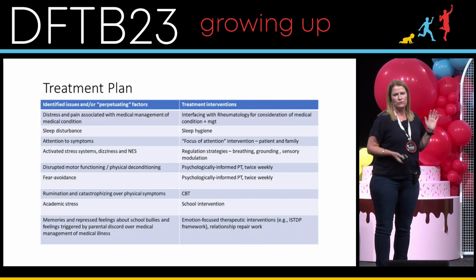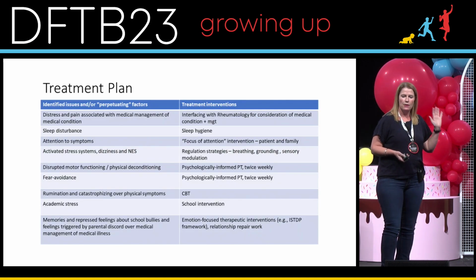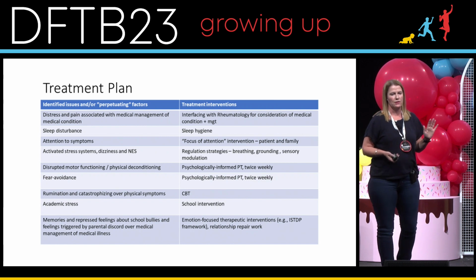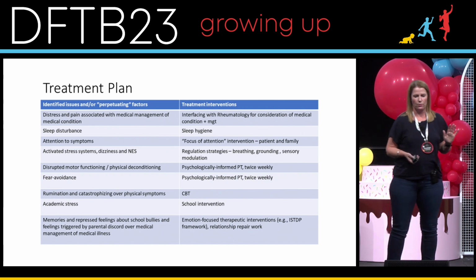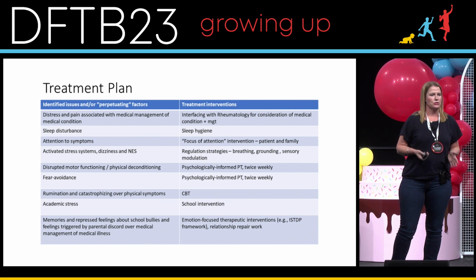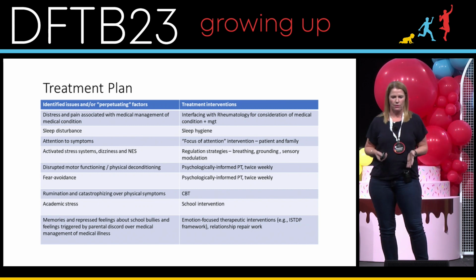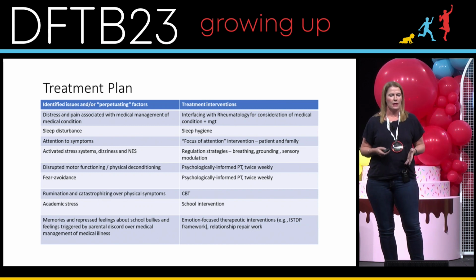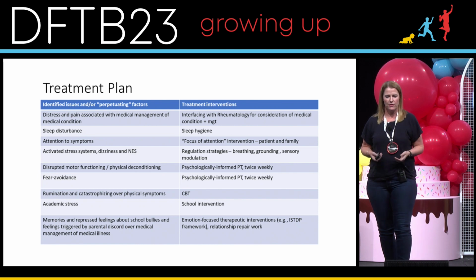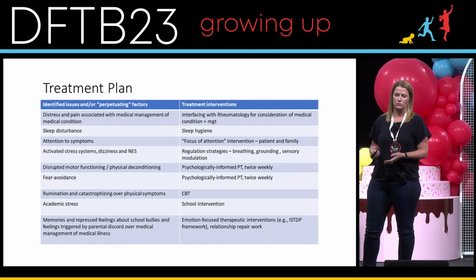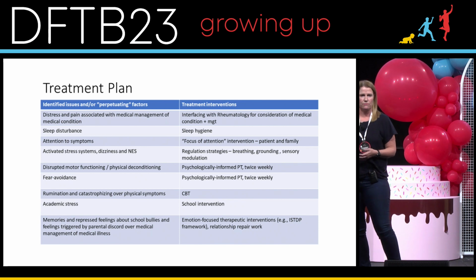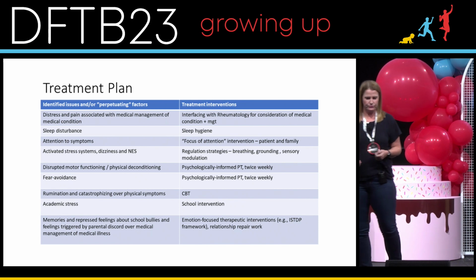Again, this is just an idea of a treatment plan. The details are not important, but when we looked at the perpetuating factors, we can think about what the interventions are that go along with that. Establishing healthy routines and sleep is a number one priority, and then tackling particular problems that might be happening with the family, thinking about psychological strategies, school interventions, and focusing on any previous traumas.